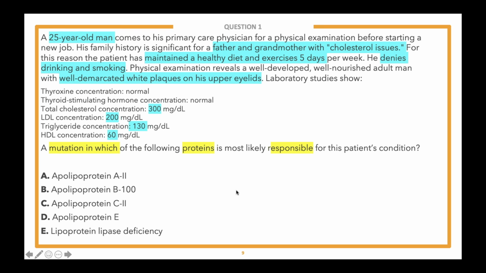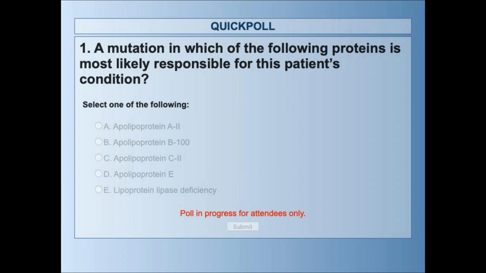So I'm going to do that right now, starting at the bottom. Answer choice E, lipoprotein lipase deficiency. D, apolipoprotein E. C, apolipoprotein C2. B, apolipoprotein B100. And A, apolipoprotein A2. So start thinking about which of those mutations you think is responsible for the condition the patient has. We're going to open up that poll and talk about it in just a few seconds.